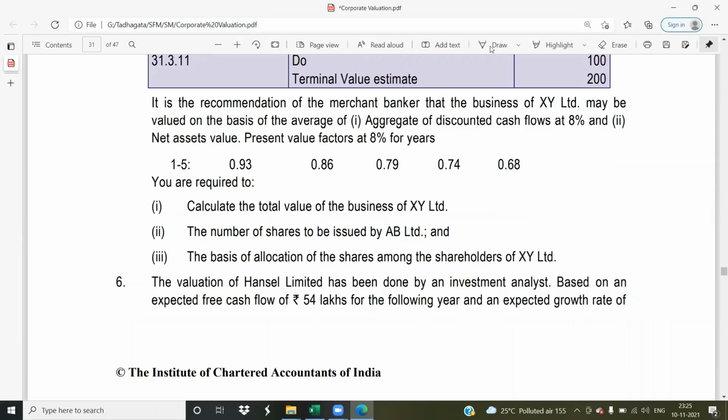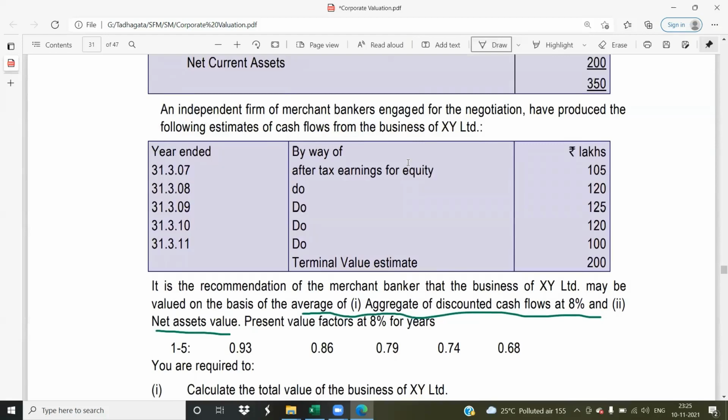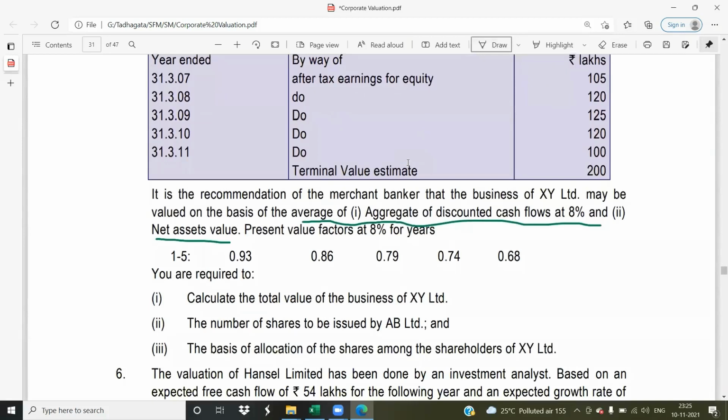So, average of aggregate of discounted cash flow and net asset value. So value as per DCF method and value as per NAV method, the average of those two values should be the value of the business, right? Okay. So how do we approach the problem? First, we will find out the value as per DCF method, then value as per NAV method, then we'll find the average of those two to find out the total value of the business.